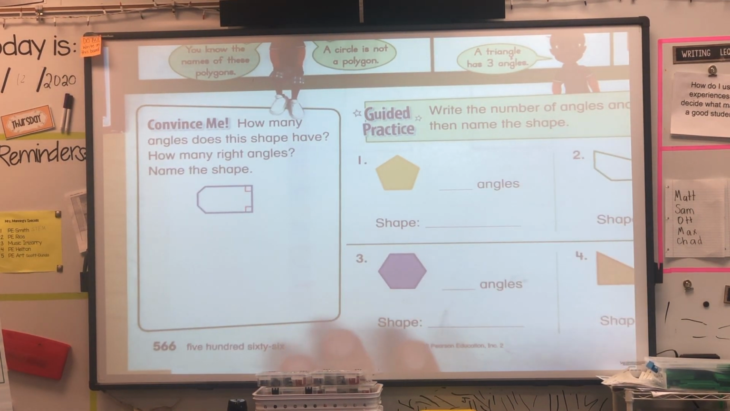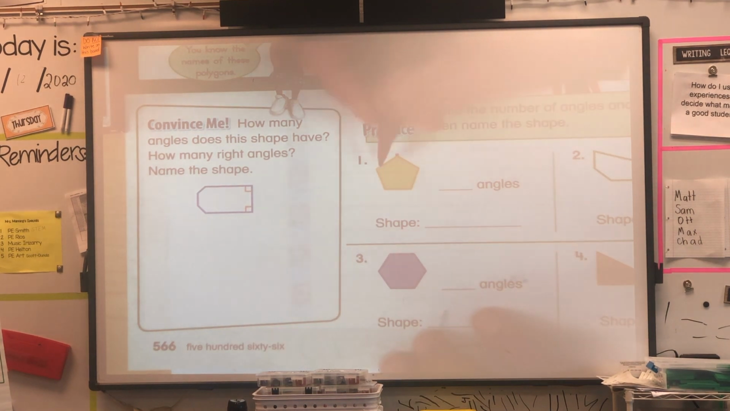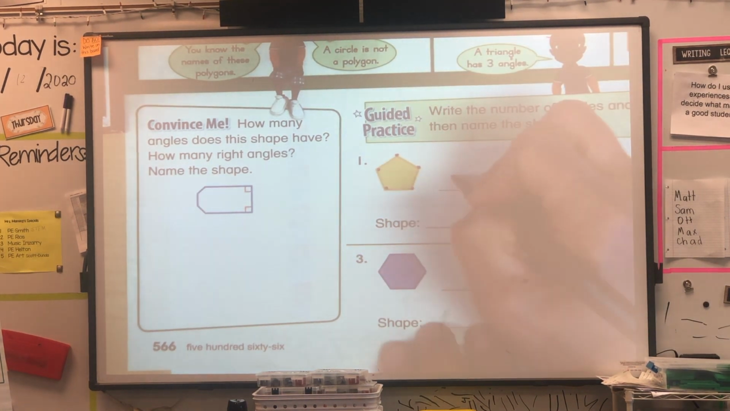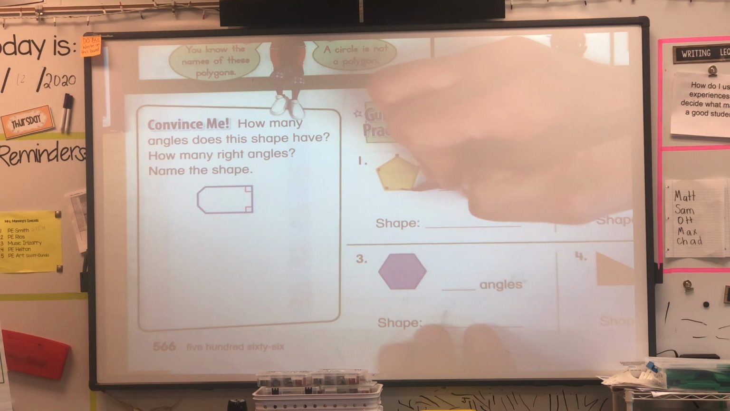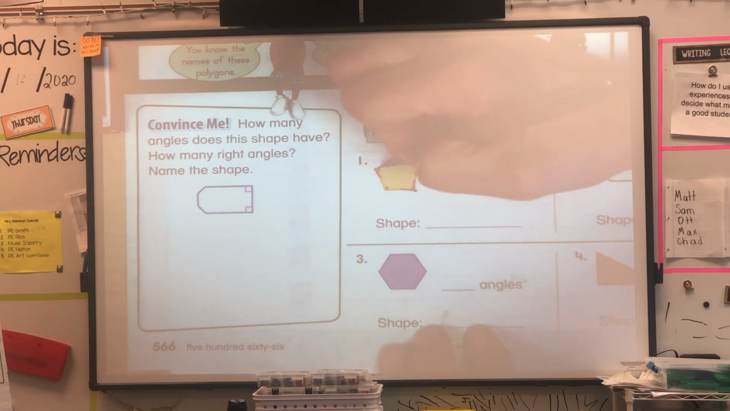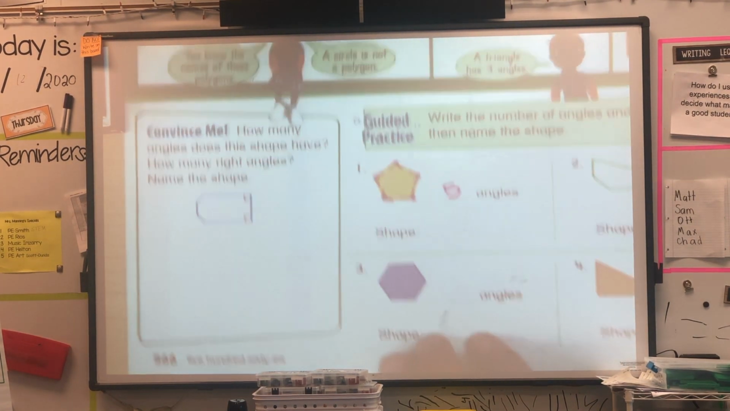Let's look at number 1 here. How many angles, not just right angles, any angles, does this object have? Can we count them together? Ready? Go. 1, 2, 3, 4, 5. So how many angles? 5. And your angle would be right where they connect. See how it matches like that?